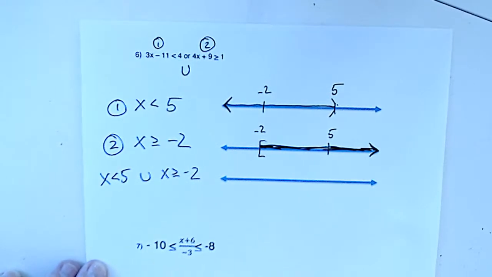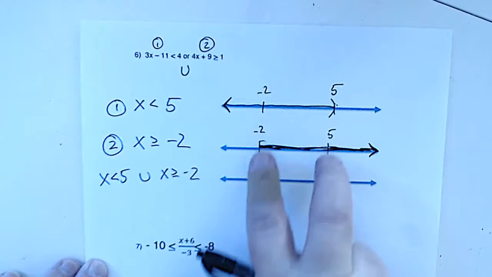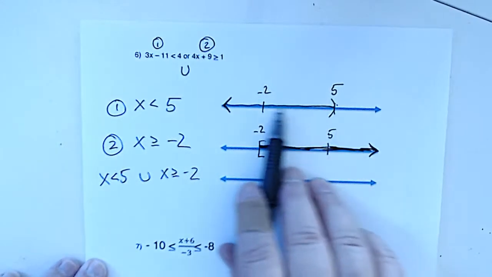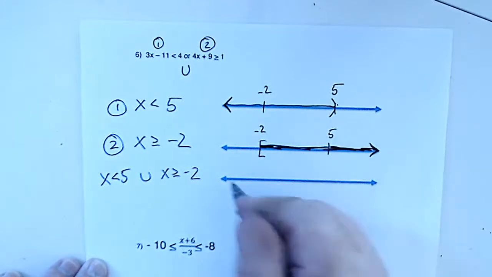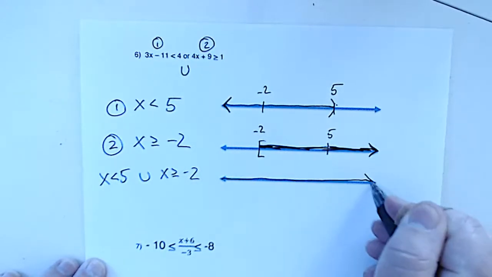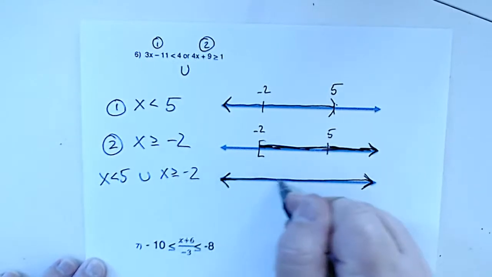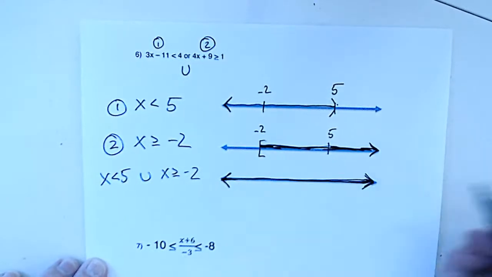Since it's an OR, the AND would be right here in the middle, but the OR means we're going to bring everybody from this graph together with everyone in this graph, which means every stinking body, person, number, value, point on the line is invited.